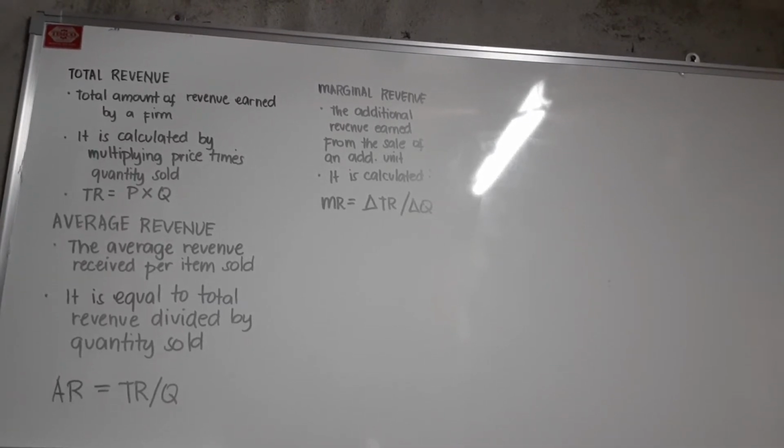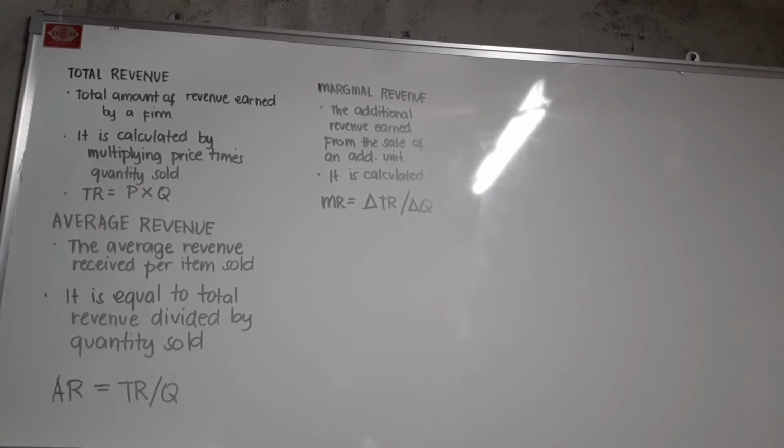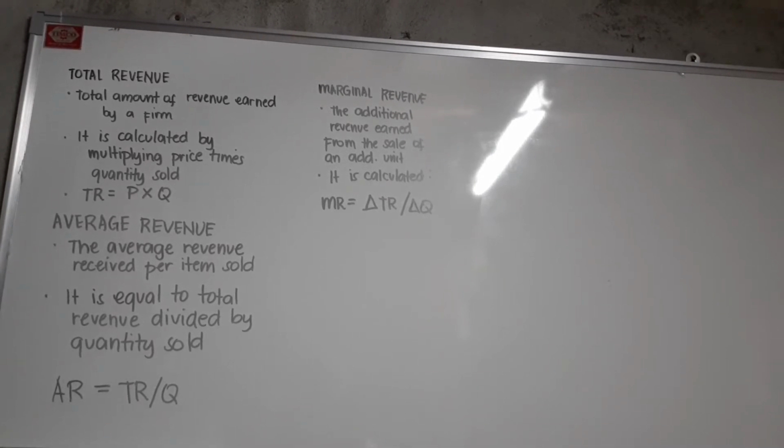So, i-define muna natin kung ano nga ba yung meaning ng mga total revenue, average revenue, and marginal revenue at kung paano ba sila makuha. Total revenue, the total amount of revenue earned by a firm. It is calculated by multiplying price times quantity sold. So, TR, which is the total revenue, equals price times the quantity.